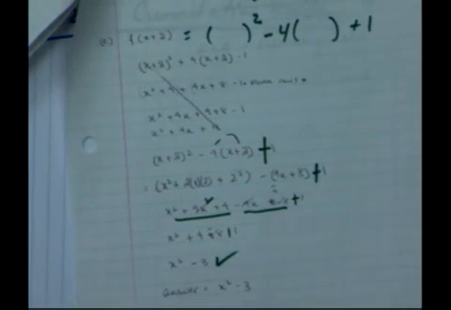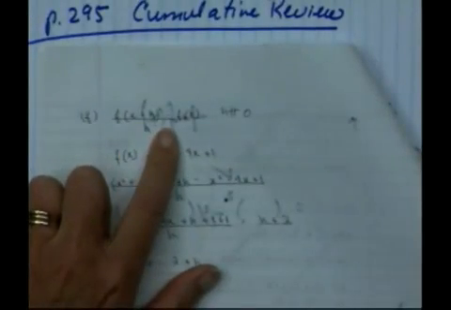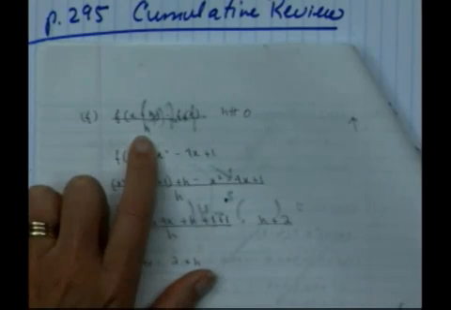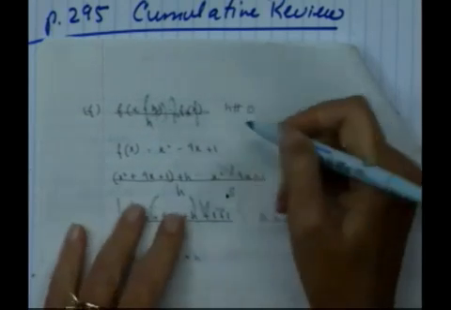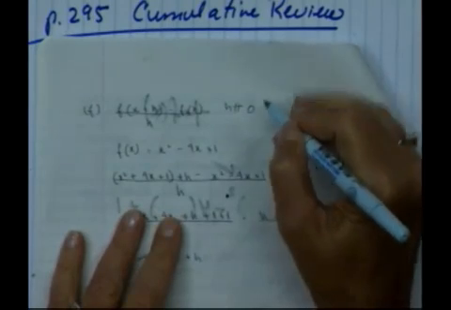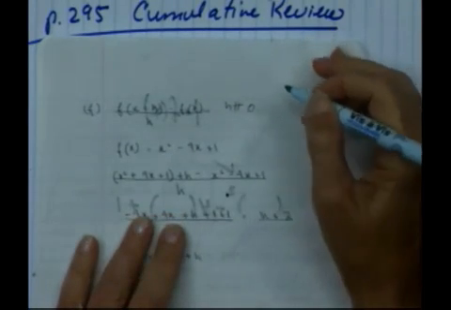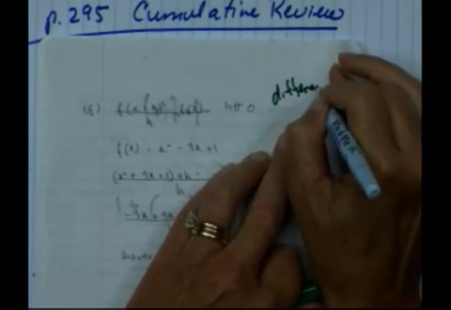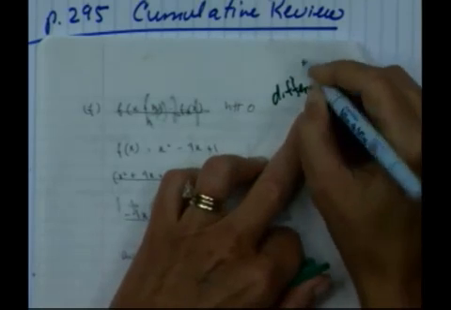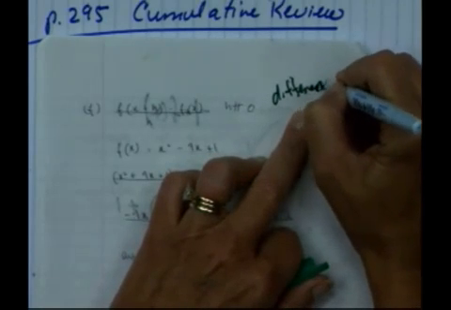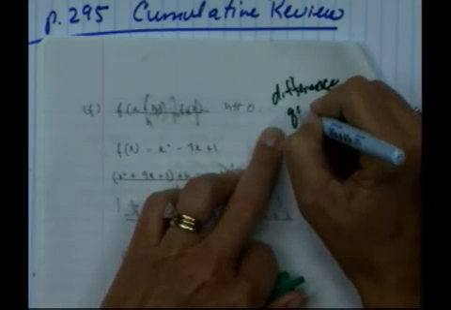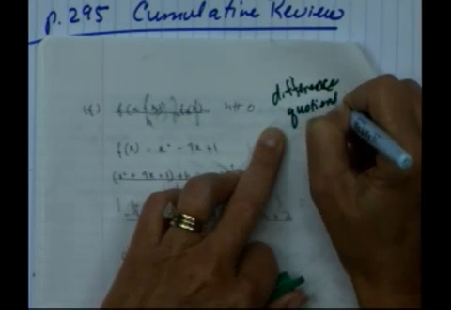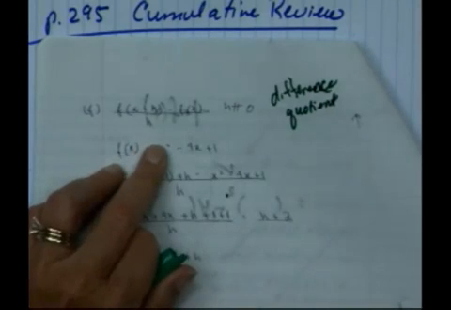X squared minus 3. Okay, now problem F, you were asked to find f of x plus h minus f of x over h. Somebody remind me what this is the formula for. What's it called? Difference quotient. Okay, that's called the difference quotient. And who remembers what this gives you the slope of?